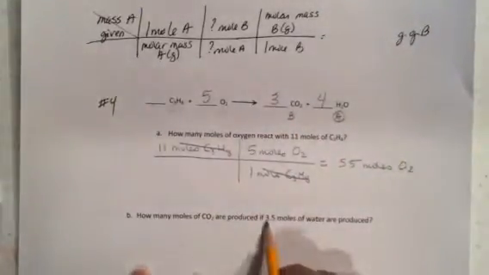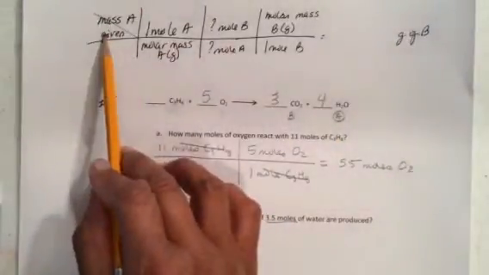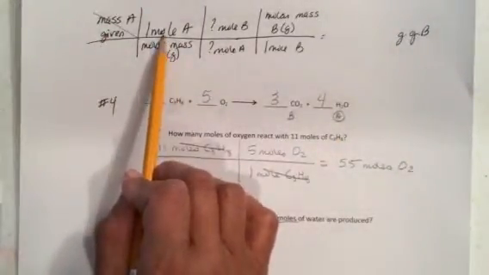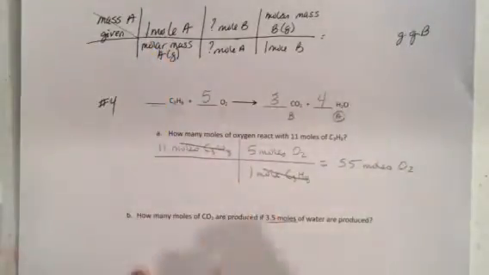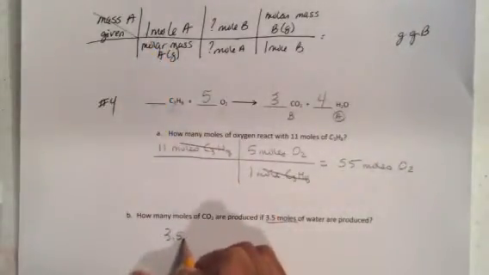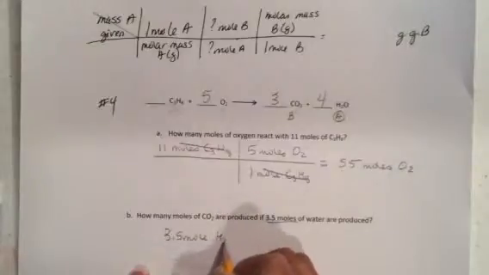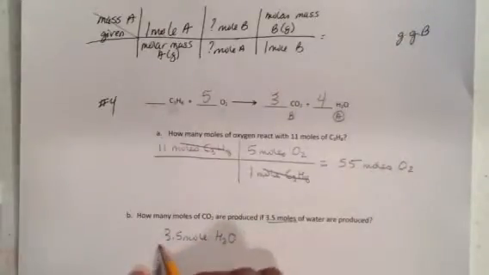So again, I start with moles, so instead of starting here, I'm not given grams, I'm given moles. So I start at this location, and instead of writing 1 mole, I'm going to write 3.5 moles. All right, so that's what I'm starting with.